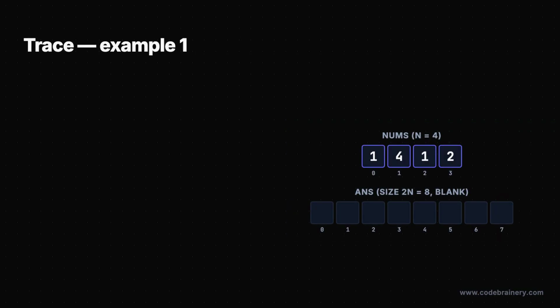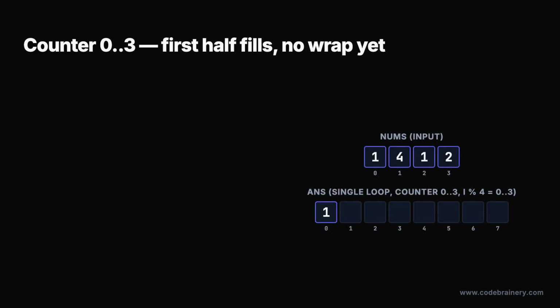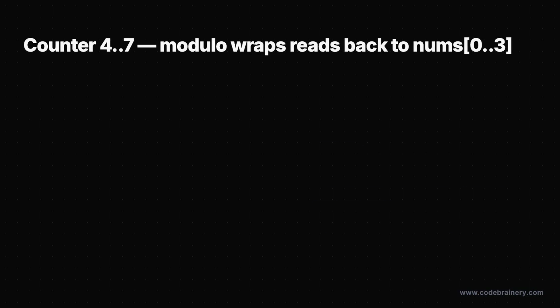Trace it. Input 1, 4, 1, 2. Length is 4. Output starts as 8 blank slots. One loop, 8 iterations. Counter 0. Remainder 0. Output 0 is input 0, which is 1. Counter 1. Remainder 1. Output 1 is input 1, 4. Counter 2. Output 2 is 1. Counter 3. Output 3 is 2. First half filled. Counter 4.